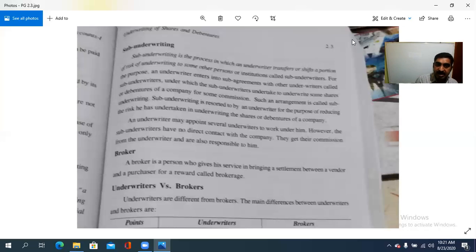So sub underwriting is the process in which an underwriter transfers or shifts a portion of the risk of underwriting to some other persons or institutions called sub underwriters.